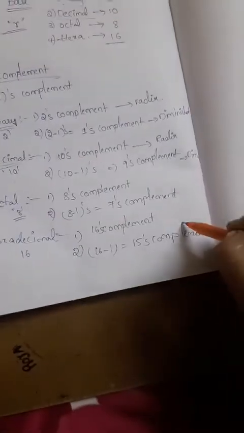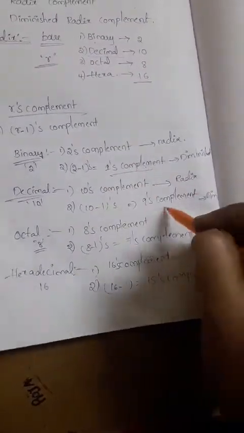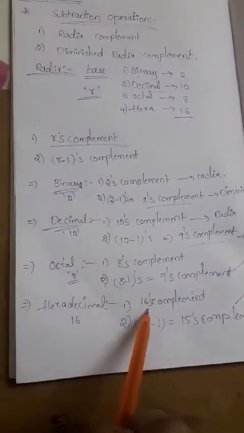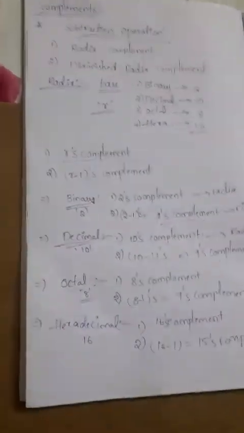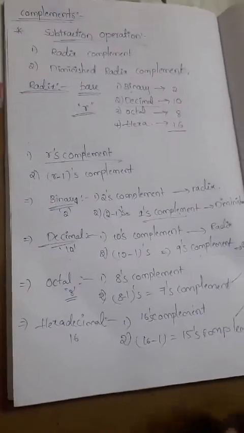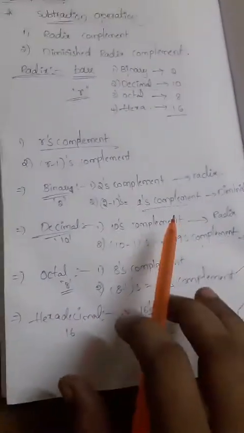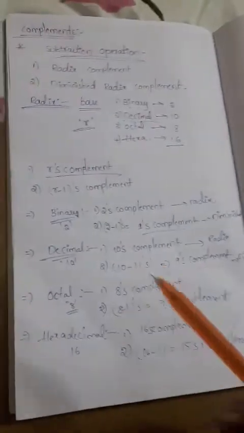Okay, so of these, the 15's, 7's, 9's and 1's complement, these four belong to the diminished radix complement. And the radix complements are the 2's complement, 10's complement, 8's complement and 16's complement, for all number systems. Now we'll see one by one what the radix complement is, how to define the 2's complement and 10's complement for any number system, and how to define the diminished radix complement for any number system.